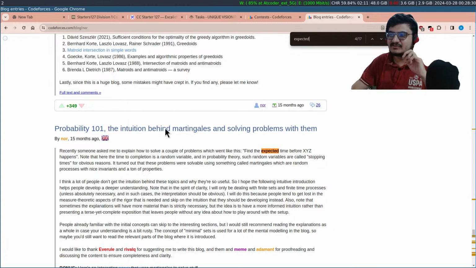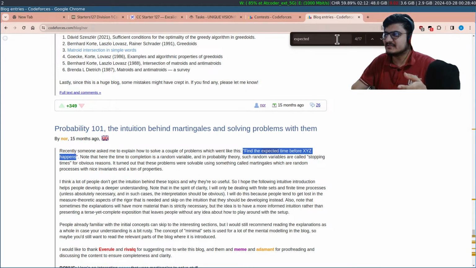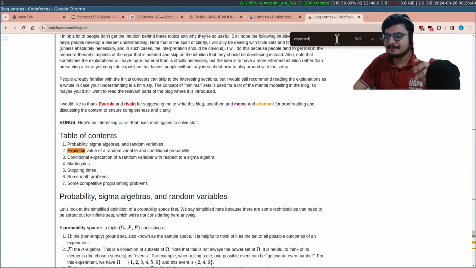Probability 101, the intuition behind martingales. I don't really know what martingales are, and to be honest, I haven't read this blog as well. Although I see a lot of problems like this, find the expected value before XYZ happens, but yeah, I am weak at it.